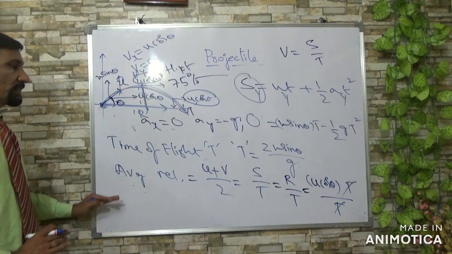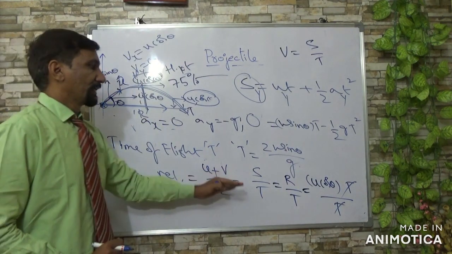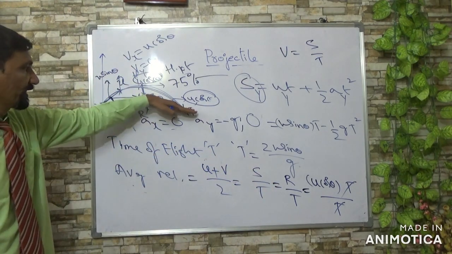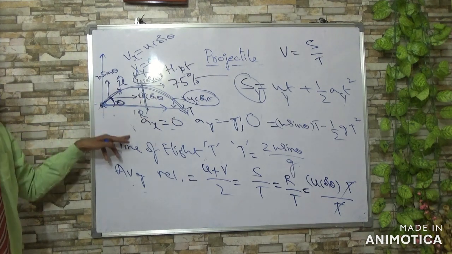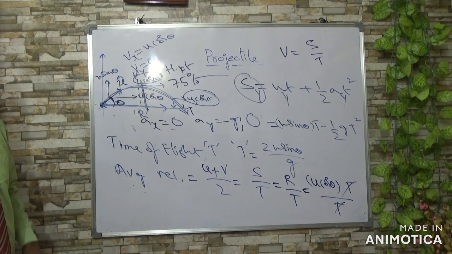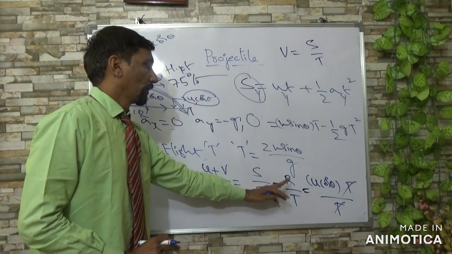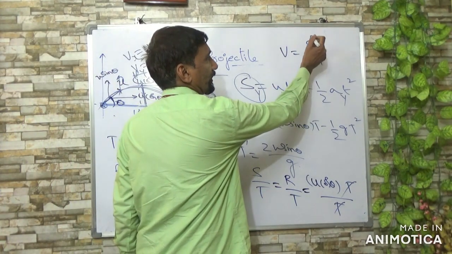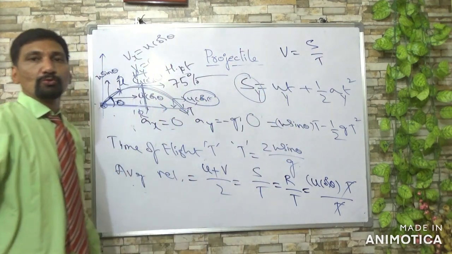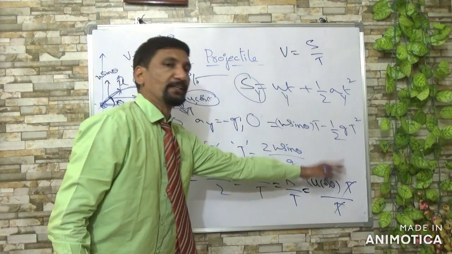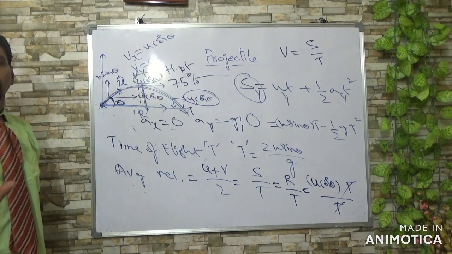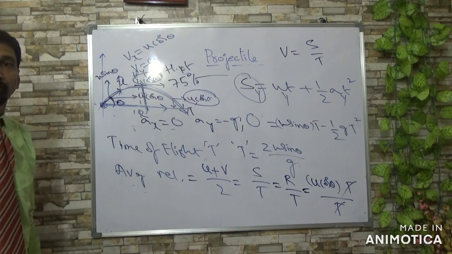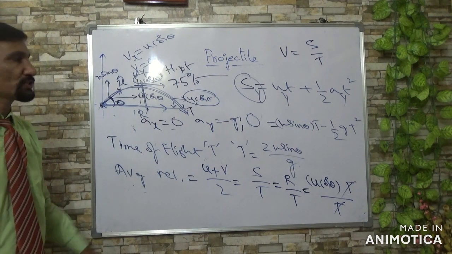Because average velocity is taken as total displacement by total time. Horizontally it is displaced through a distance R, so R by T. It is constant velocity, that's why you have taken displacement by time. So u cos theta into T by T cancel. Okay, very simple. So from the beginning we are only explaining that the horizontal component of velocity at the highest point remains the same.